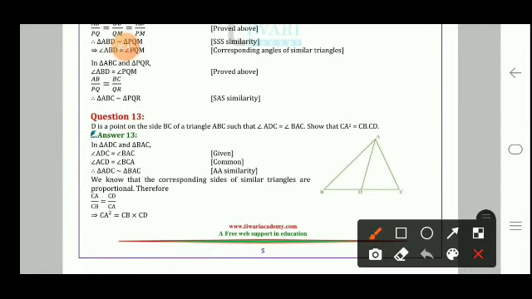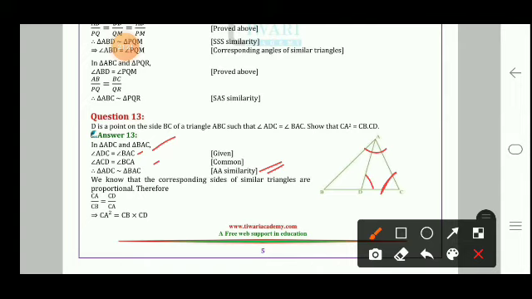Now in question number 13, what is given to us? D is a point on the side BC of a triangle ABC such that angle ADC is equal to angle BAC. Show that CA square is equal to CB into CD. So considering triangle ADC and triangle BAC, these angles are given equal. Now angle ACD and angle BCA are the same, that is common. So by angle criteria both the triangles are similar.